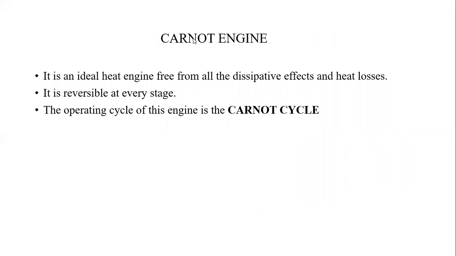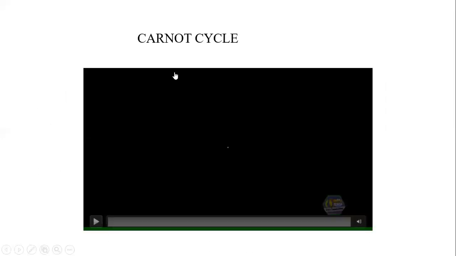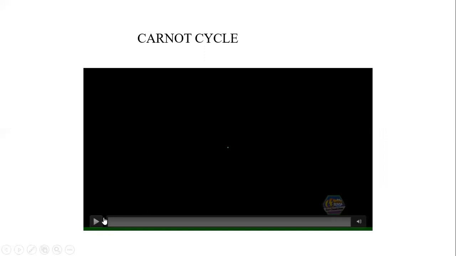Carnot engine. Carnot engine is an ideal heat engine free from all the dissipative effects and heat losses. It is free from all the losses. It is an ideal heat engine. It is reversible at every stage. The operating cycle of this engine is the Carnot cycle. The basis of the Carnot engine is the Carnot cycle, and to know about the Carnot cycle, have a look at this video.